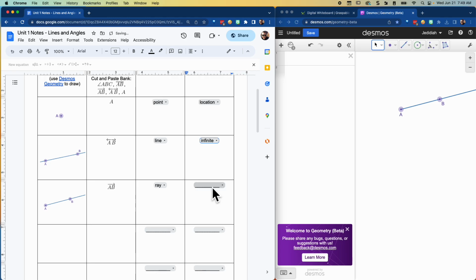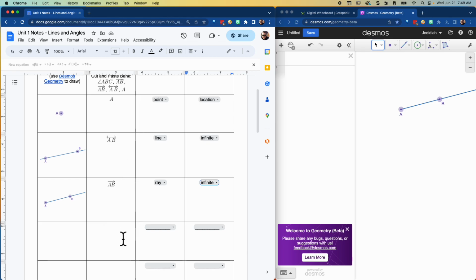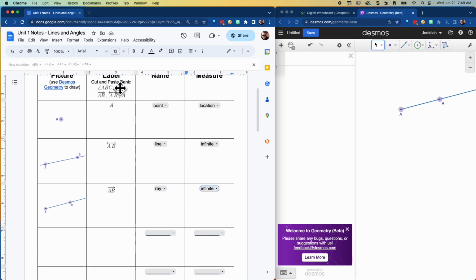Just have to scroll down to see it. An array is infinite. It's not contained in any certain way. All right, now let's look at the ones that we use the most all the time everywhere in geometry. So this first one is what we call a segment.